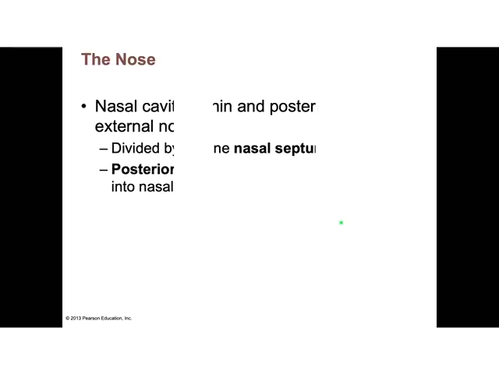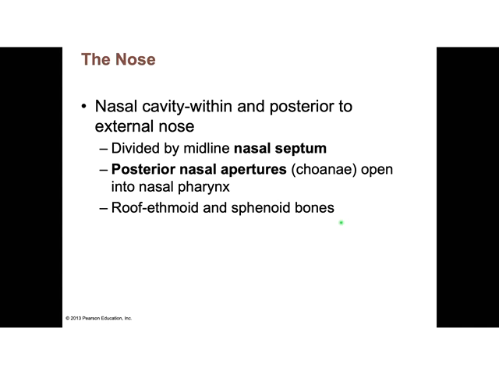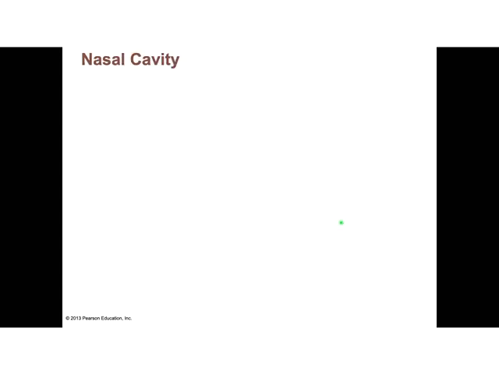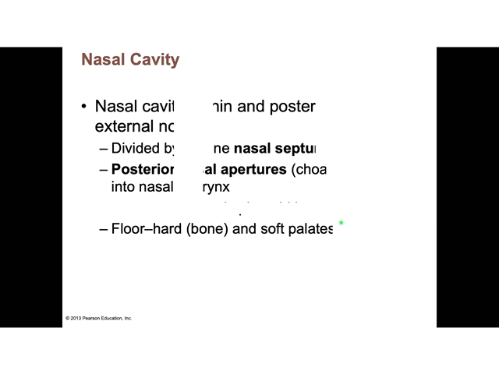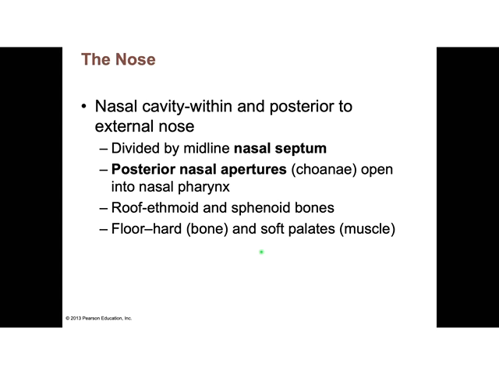The nasal cavity is divided into two chambers by the nasal septum, which is formed inferiorly by the vomer and superiorly by the perpendicular plate of the ethmoid bone, okay? The posterior nares open into the nasopharynx. The roof is the ethmoid and sphenoid bones, and the floor is the hard and the soft palate, which of course is formed by the palatine processes of the maxilla and the palatine bones.